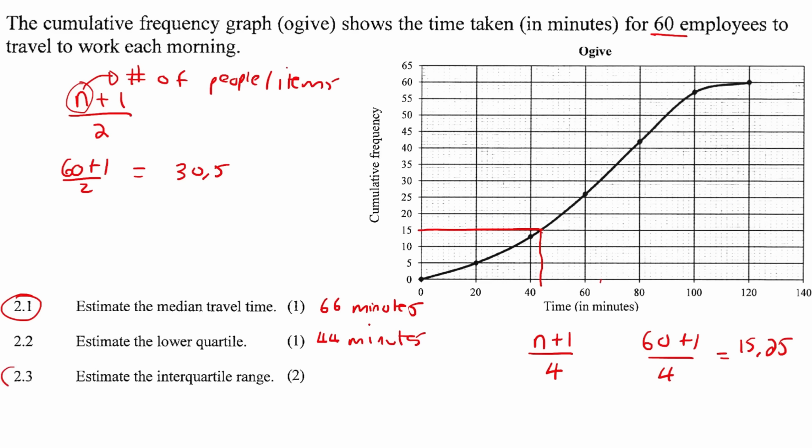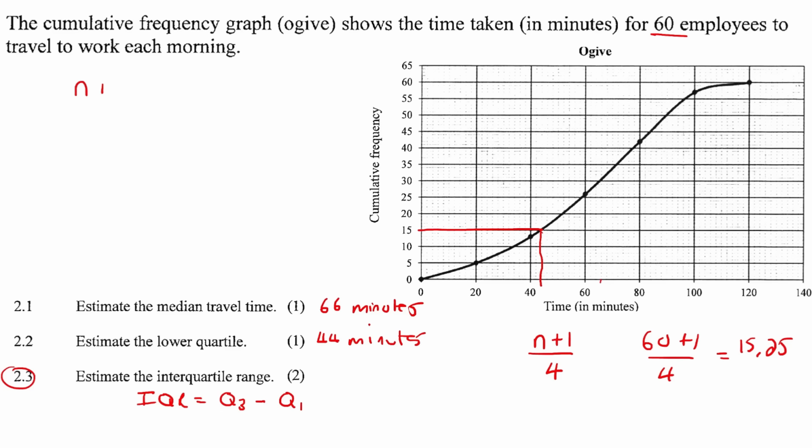And then this question says, what is the interquartile range, which is your IQR? Now we know that your IQR is always your upper quartile, which is Q3, minus your lower quartile, which is Q1. We've already worked out the lower quartile as 44, but we haven't worked out the upper quartile. To work out your upper quartile, it's always n plus 1 over 4, but then multiply by 3. So that's going to end up giving us 45.75, which is pretty much almost 46.